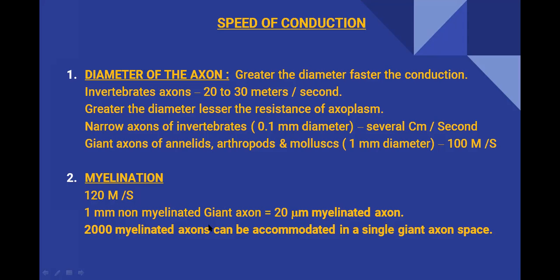So in the place of a single non-myelinated giant axon, vertebrates can have 2000 myelinated axons, and each single myelinated axon is equal to a single non-myelinated giant axon in speed. As these myelinated axons are very quick in conducting nerve impulses, we get a lot of benefits due to the high conduction speeds in our myelinated neurons.